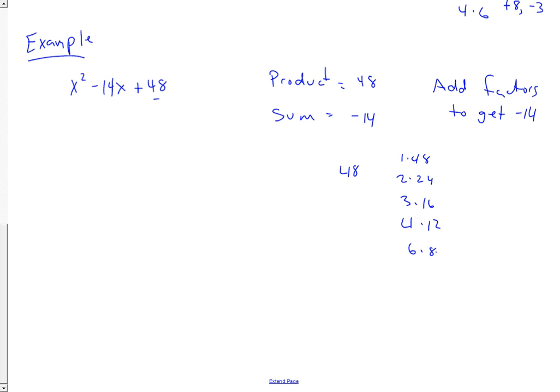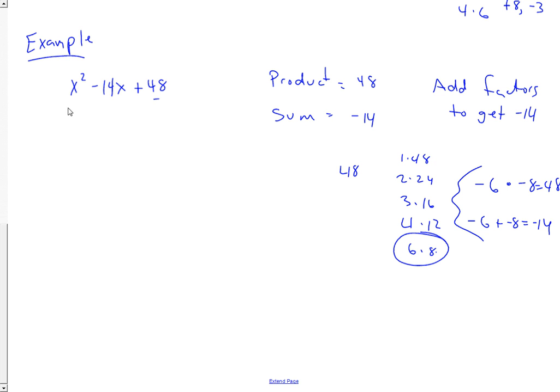Which pair of numbers am I going to be able to add to get 14? Well, I get 6 plus 8, but I actually need negative 14. And to get negative 14, I need negative 6 and negative 8. Negative 6 times negative 8 is still positive 48, and negative 6 plus negative 8 is my negative 14. So that's exactly what I need, negative 6 and negative 8.